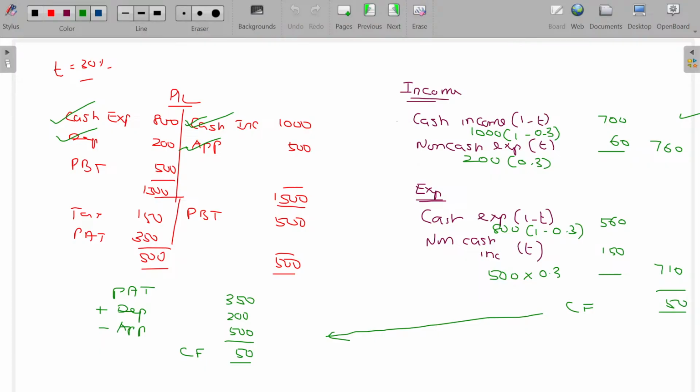For income, any cash income to the extent of 1 minus T is your income. In case of non-cash expenses like depreciation, amortization, to the extent of T becomes income, not the expenses. The same way in case of non-cash income, to the extent of T becomes expenses. Understand? So this is the logic.